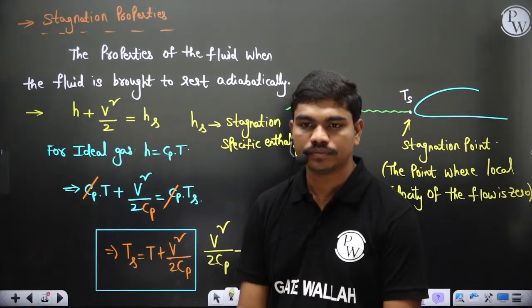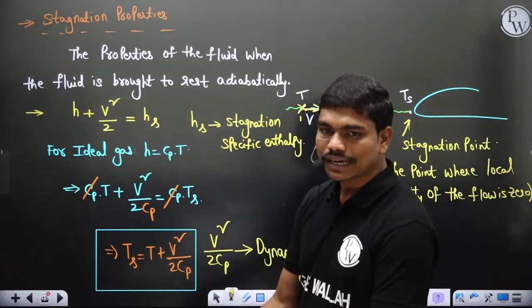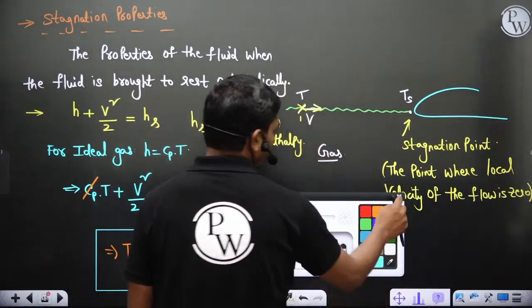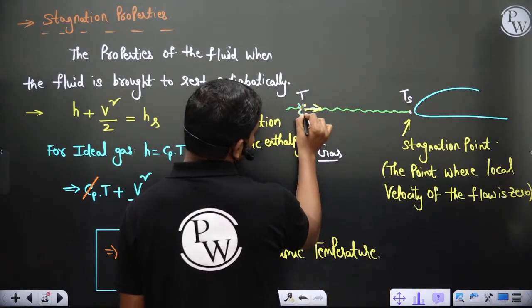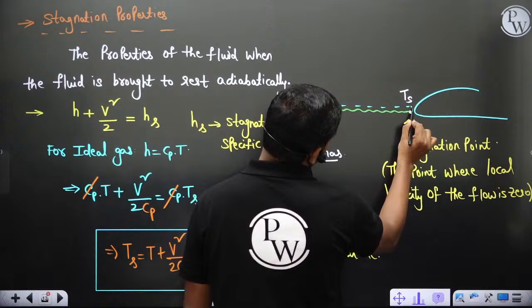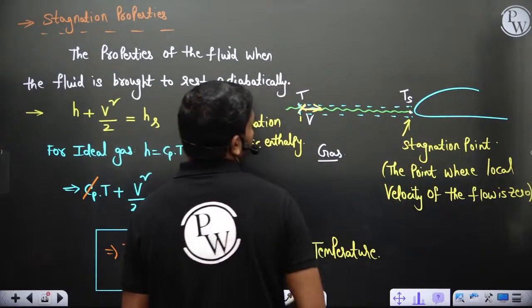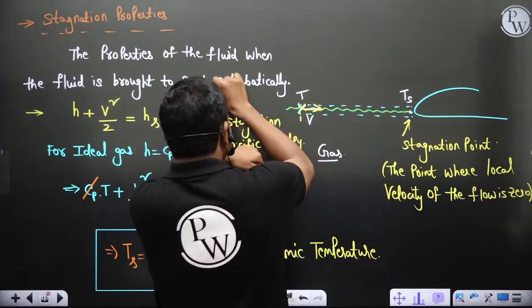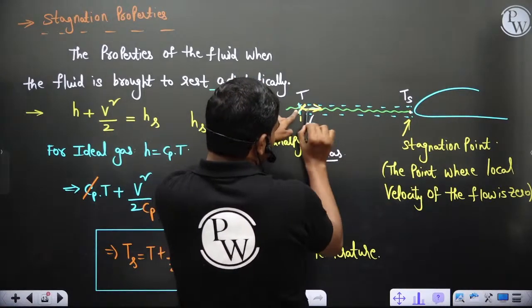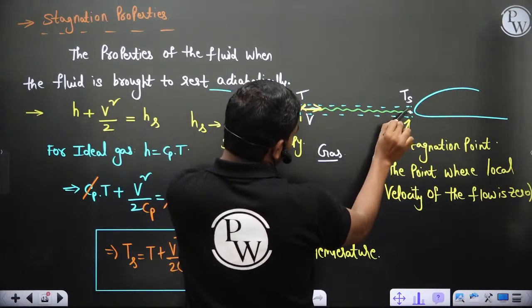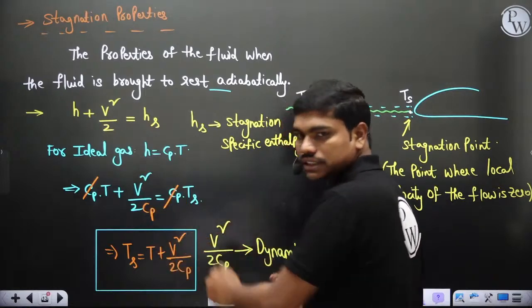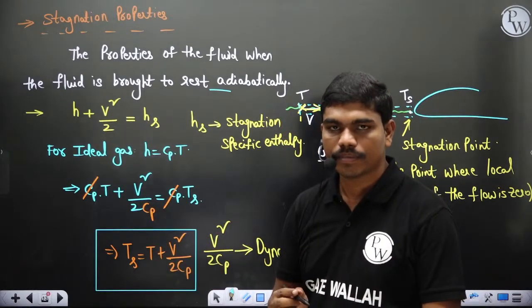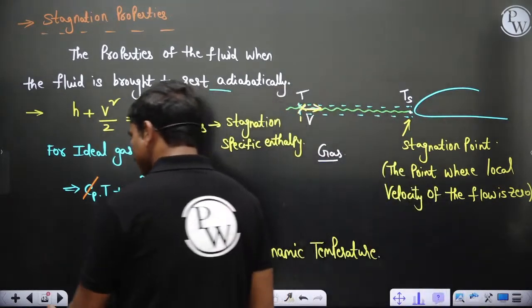Because you can clearly understand, if you take a small control volume like this, then definitely at this point there is no heat, it is insulated, because I am bringing it adiabatically to rest, no work, nothing. So this complete energy should be equal to the complete energy here, and if I equate, this is what we will get.